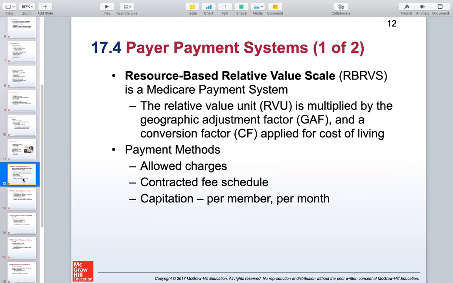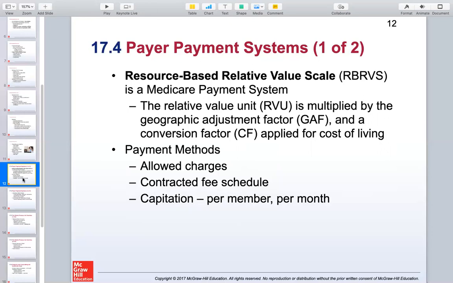Okay, so payer payment systems. These are your resource-based relative value scales, and this is based off of Medicare's payment system. So basically, it's just a formula. They take the relative value unit, it's multiplied by the geographic adjustment factor, and then a conversion factor is applied to the cost of living. Basically, what that means is your RVU, or your relative value, is based on three cost elements: the physician's work, the practice cost overhead, and then the cost of any malpractice insurance for the provider.